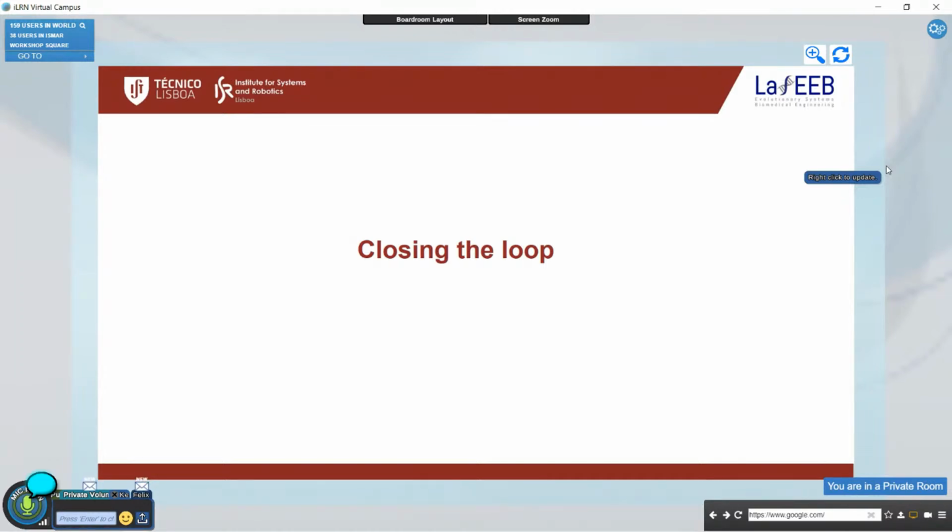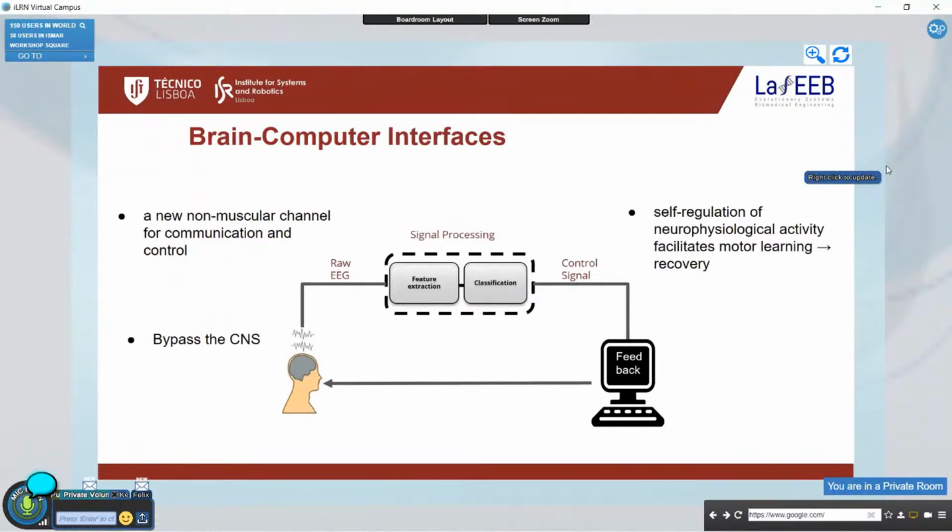Now, for most patients, those with severe motor disability, they cannot actually benefit from this VR training tool. So the question now is how we can actually interface those with the worst prognosis into the VR training. The solution is the use, of course, of brain-computer interfaces. And BCIs can provide this alternative non-muscular channel for communication and control with VR. With BCIs, we can bypass the central nervous system, and it has been shown so far that the regulation of neurophysiological activity in a closed loop can facilitate motor learning, which potentially could lead to recovery.